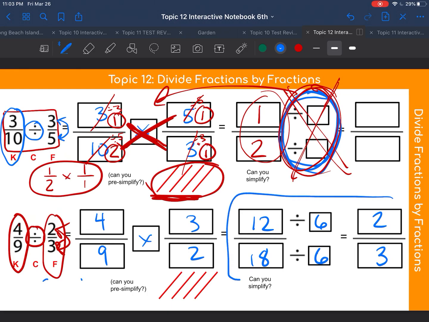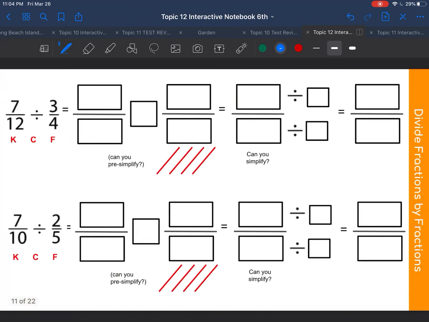But the only thing with this method is that you need to make sure that your answer is in simplest form. If you pre-simplify, almost always your answer will be in simplest form when you end. So that's the only thing. You can do either way. I will let you decide what you want to do. But those are your two options for those problems.